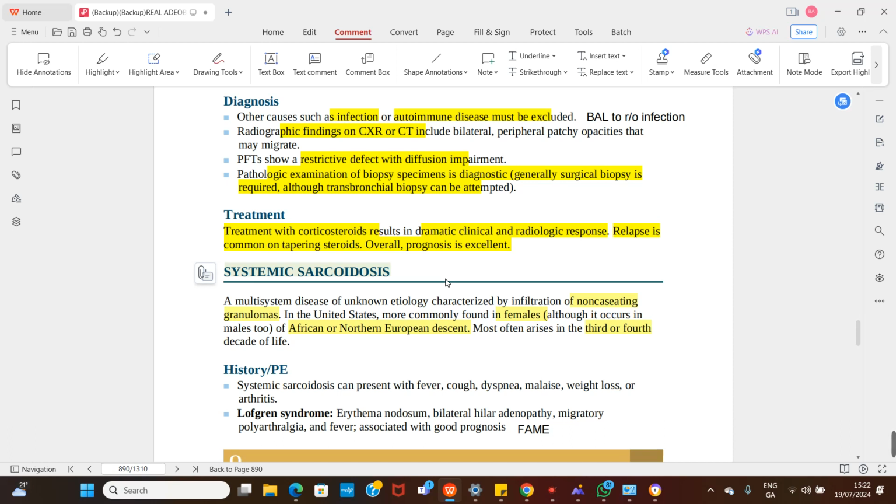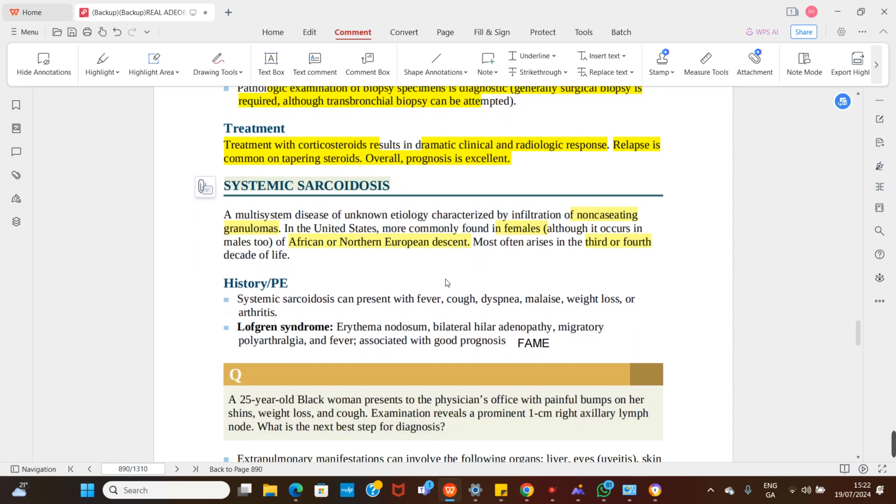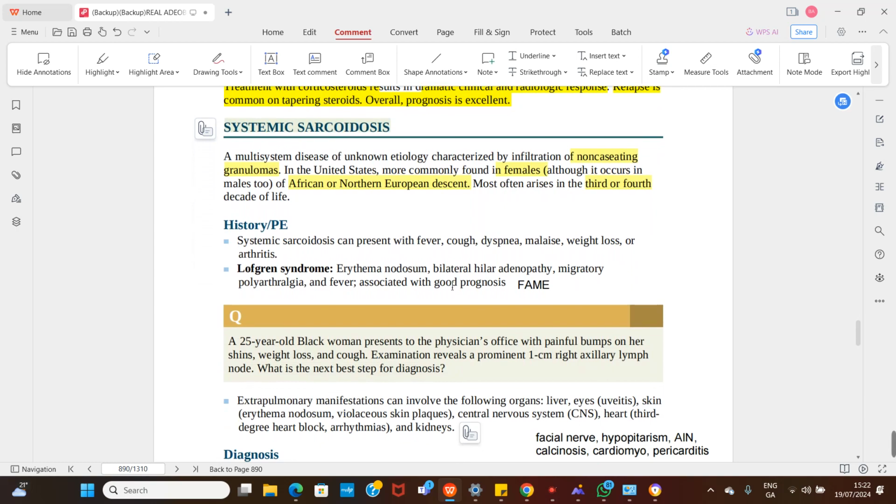Now, another thing that is a clincher is that if you place them on corticosteroid, the response is excellent. They will not respond to antibiotics, but they will respond to corticosteroids. So that is COP for your information.